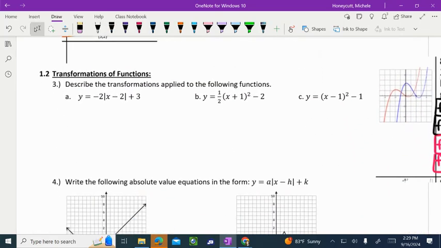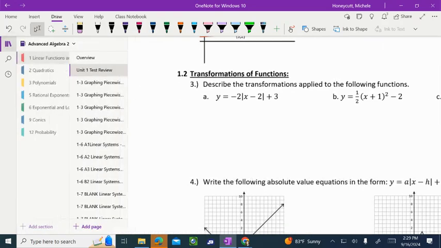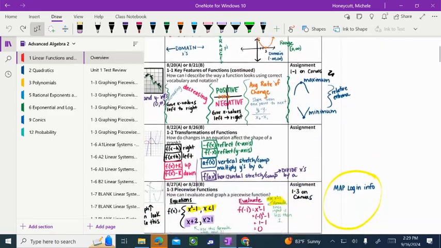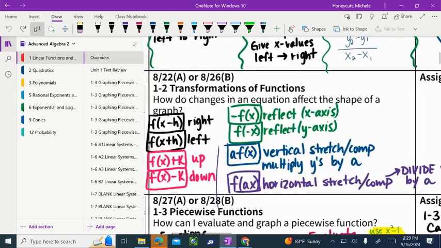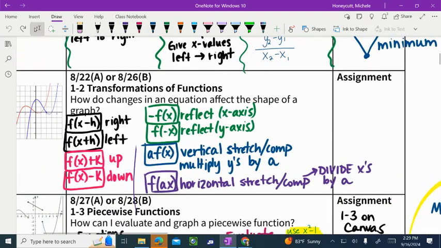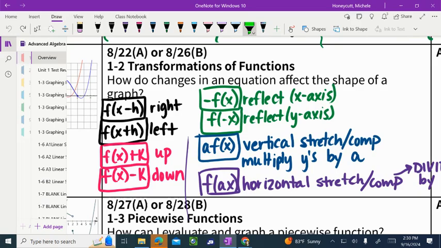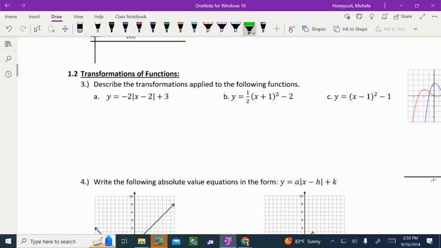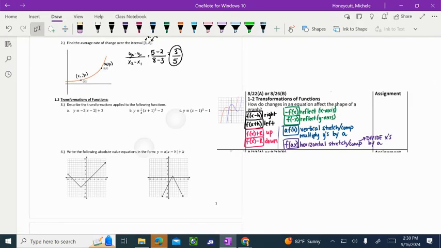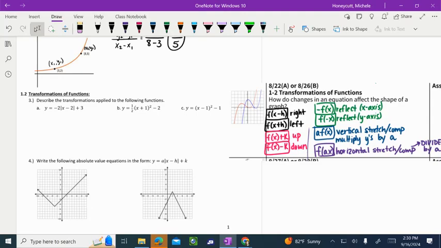Number 3 asks you about some transformations of functions. On our overview, we listed those transformations of functions and how you can identify them. A lot of them dealt with adding and subtracting numbers inside and outside of parentheses. If you add or subtract inside, that would be a horizontal shift, whereas if you add or subtract a number outside, that's a vertical shift. I also happen to have those copied and pasted here for our convenience. We have to look at these equations and describe the transformations that are applied.